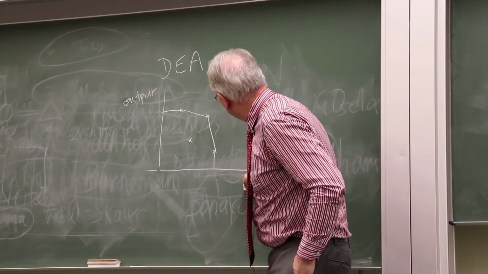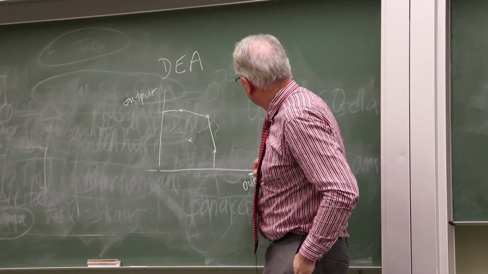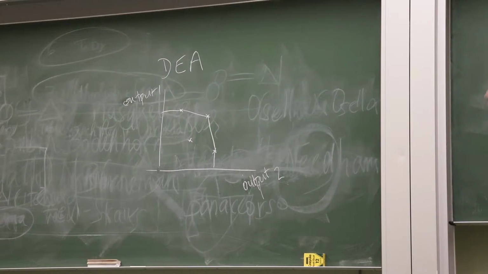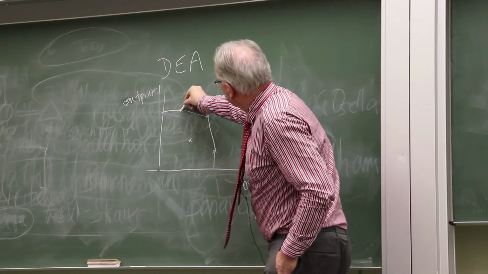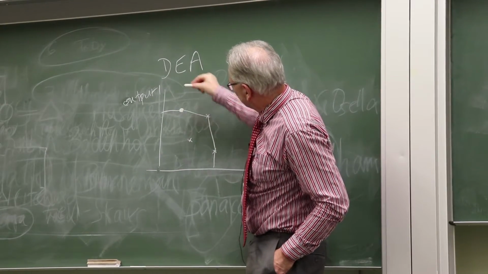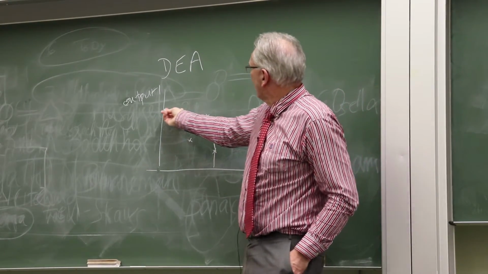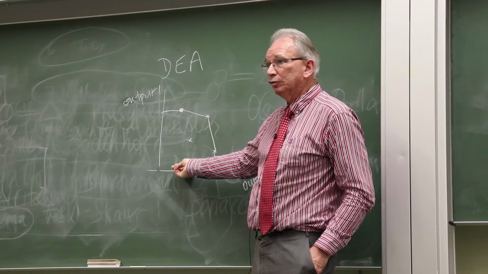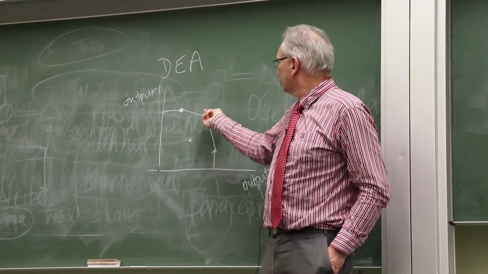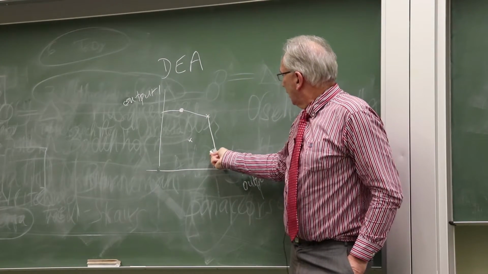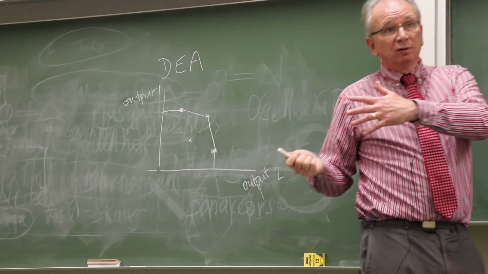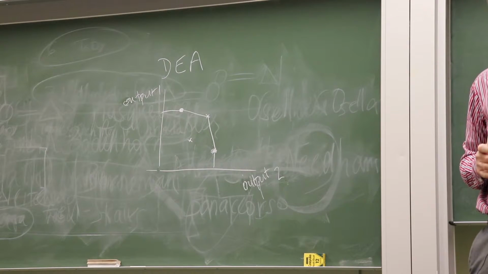This should also be an output. We've got two outputs, output 1 and output 2. So these three are candidates for being efficient. This one produces a lot of output 1, not very much output 2. This one produces a lot of output 2, not very much output 1. This one's somewhere in the middle. Unless you've got a strong preference for one of the outputs, you can't judge between those three.